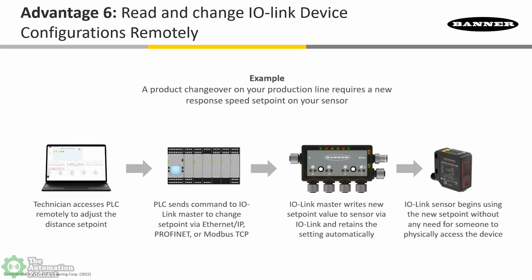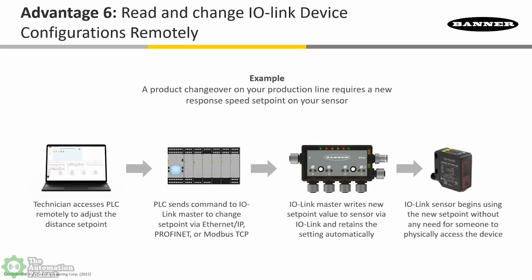If you do a product changeover on your production line and it requires a new response speed set point on your sensor, you could do that completely remotely, which is huge. Yep, that's huge, because I know sensor experts who have spent days in the field trying to get one setting on that sensor. It could be a clear product detection, or a color sensor, or all types of different sensors. And they were trying to find one setting that would work with all products that run down the production line. And a lot of times that's just not possible.